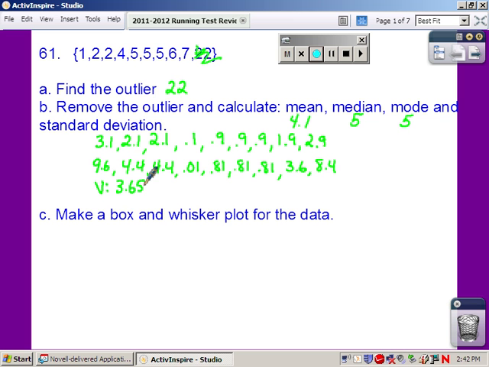And your last step is finally to do what they asked you to do, which was the standard deviation. The standard deviation is the square root of the variance. So we're actually square rooting 3.65. And so our final answer for standard deviation here is 1.91.